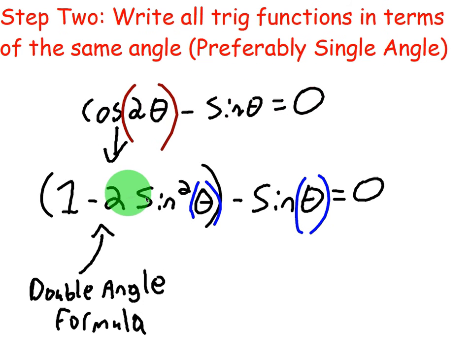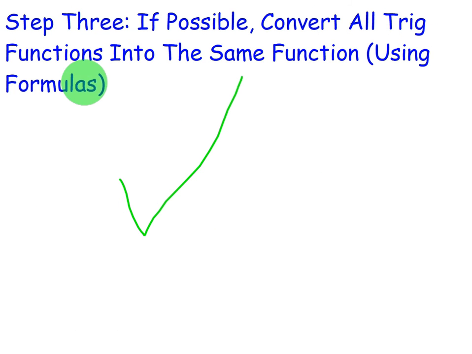So in other words, I want everything in terms of either sine or cosine or tangent or whatever. I just want the same trig function across the board if I can. Now you can't always do it, but I do recommend for step 3 doing it if possible. In this case, it's already taken care of.